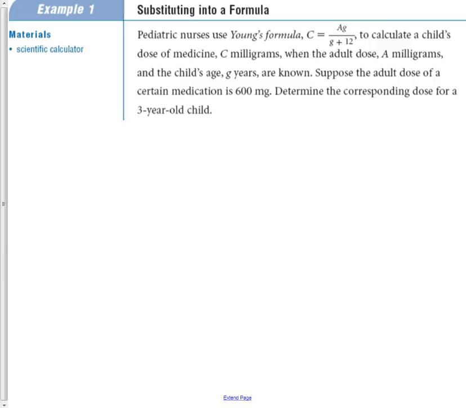Let's get started. This first example is using something called Young's formula. This is a formula that a nurse would use to decide what the dose should be for a child of a given age, G years, comparing the child dose to the known adult dose, which is A in milligrams, and the child's dose is C in milligrams. So if we were to, for example, use a 3-year-old child, then our G value is 3 years. Our adult dose is given at 600 milligrams for that particular medicine.